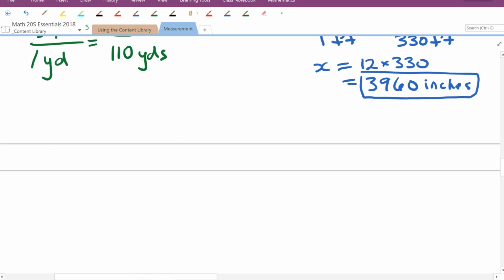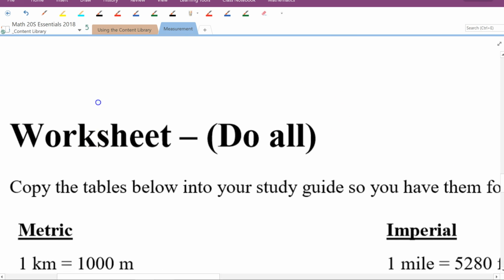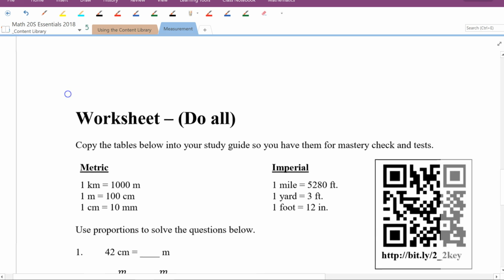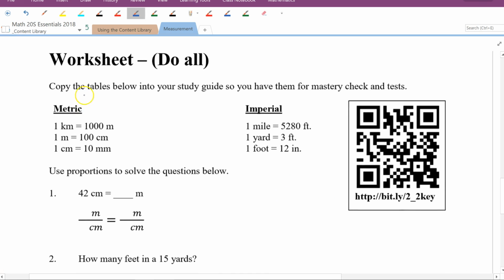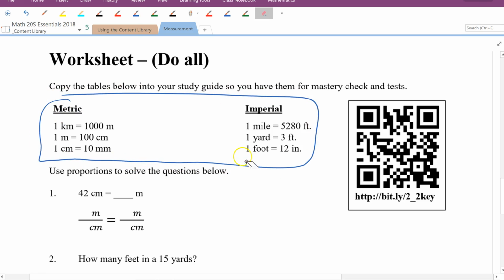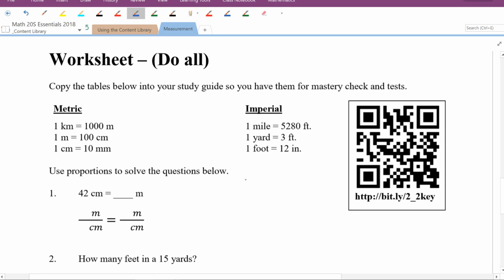Okay, so if you take a look at the next slide, it says worksheet, do all. So I give you these tables here, and my first instruction is to copy these tables into your study guide. So later on when you're doing mastery checks or quizzes or tests or whatever I might ask you to do, you can always bring your study guide into it, and you've got these ones. So you can use these to solve proportions.